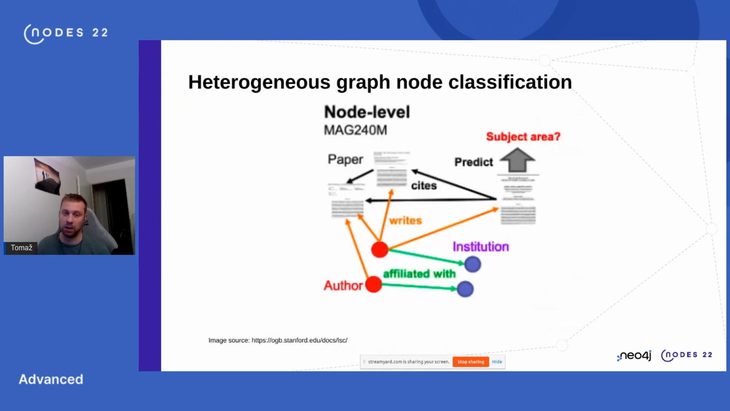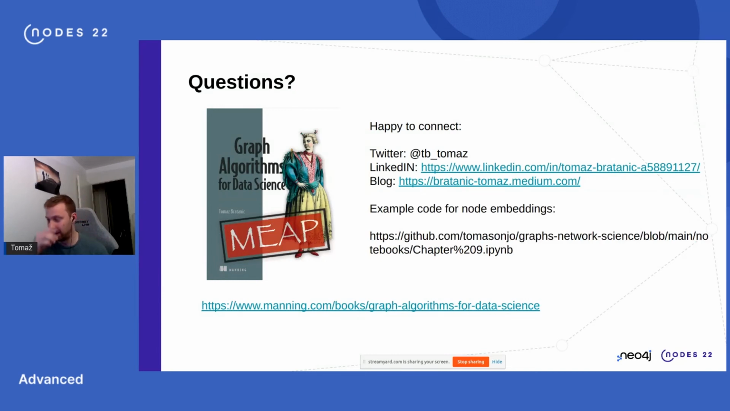And similarly, you can also do node classification by encoding knowledge from a heterogeneous graph, right? So here in this example, I've got a citation graph of papers, and authors write papers, papers cite other papers, and authors are also affiliated or work with institutions, and you're trying to predict a subject area of a paper. And you can encode all this information using knowledge graph embeddings and try to improve your machine learning workflows. So that's basically it for my presentation.